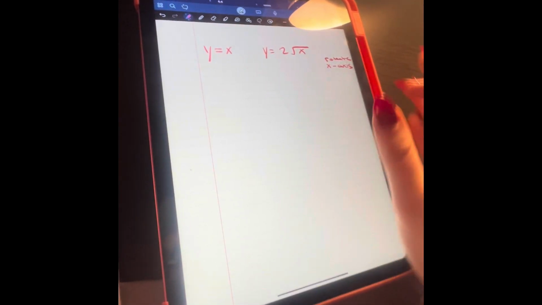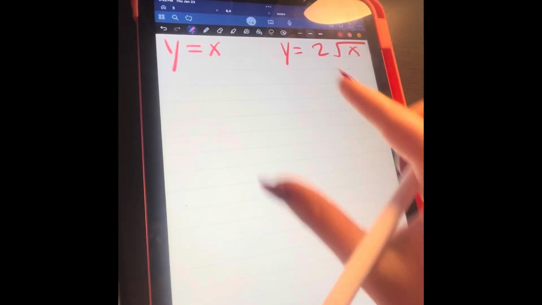Hey, my name's Taylor Romeo, and I'm going to be doing the first two written homework problems that were assigned. So I'll be doing the first one with the washer method because we have to subtract the inside.